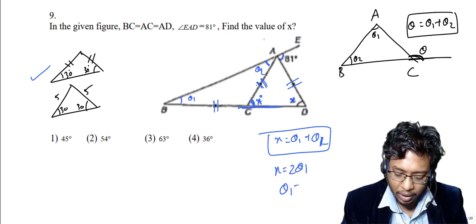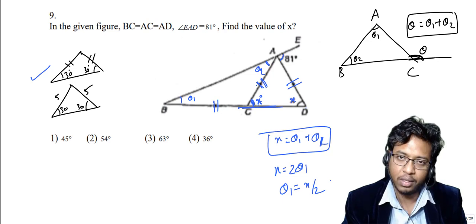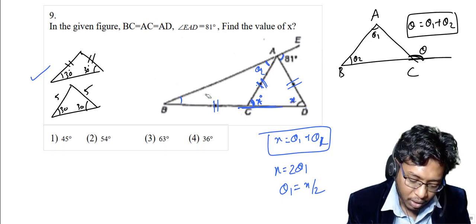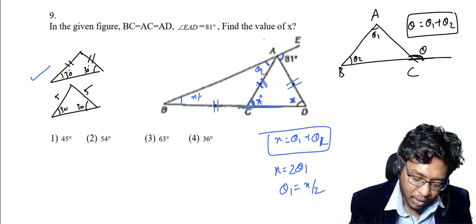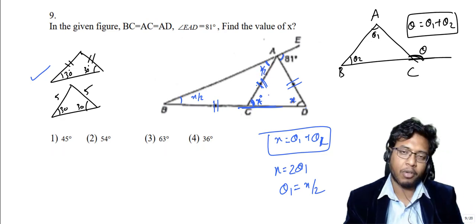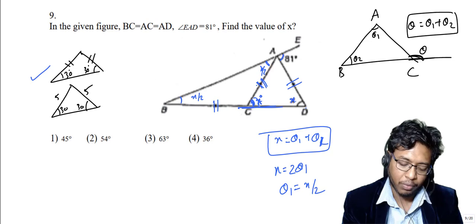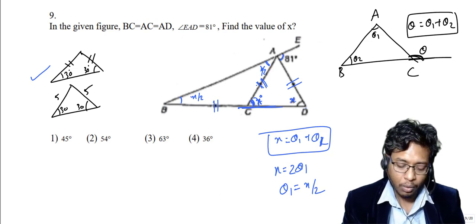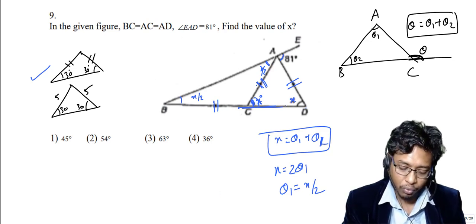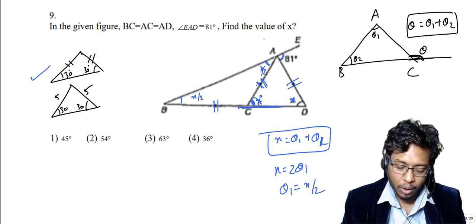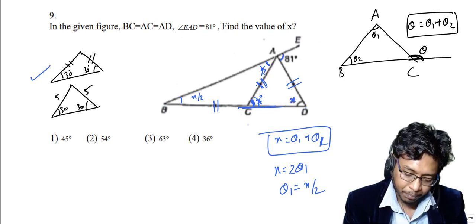So what will be the theta 1 value? It will be x by 2. That's it. So write theta in terms of x. So this will be x by 2. Now this will be x by 2. Now check it, if you want, x by 2 plus x by 2 will give you x itself, right? Now you got all these things. Now you want to find x. What you'll do is, see here.